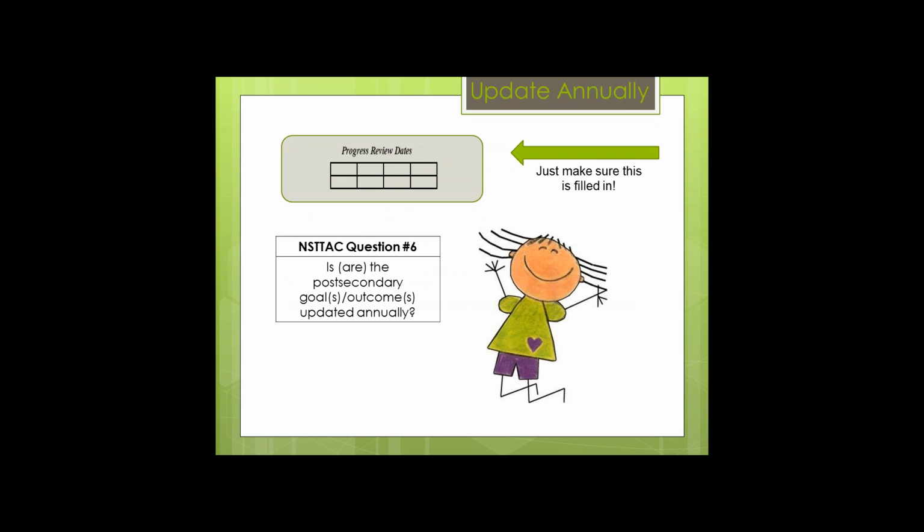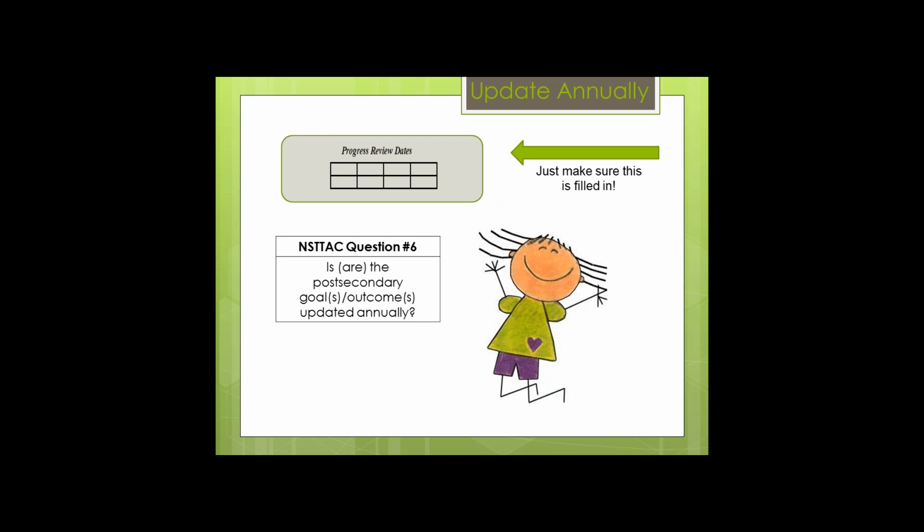Question 6 has to do with whether the post-secondary goals and outcomes are updated annually. This is the easy one. This is the one that I'd say 99% of the state gets correct, because all you have to do is throw in the review dates. We don't look at last year's transition plan and next year's transition plan to see if there's been an update annually. What we rely on is the fact that you're doing this periodic progress review. And if you've written down the dates of that progress review, we don't even ask to see the progress review forms. We just look to see if the dates are there. And if the dates are there, we're making the assumption that you are making progress reports to either the adult student or to the parents.